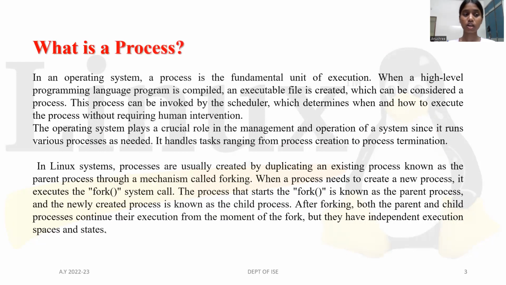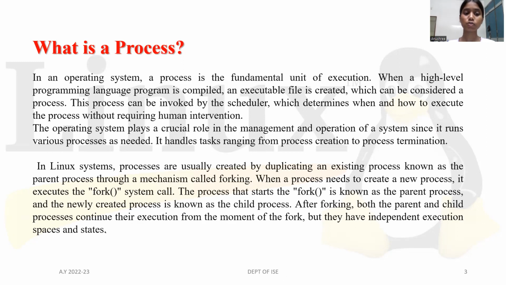What is a process? In an operating system, a process is a fundamental unit of execution. When a high-level programming language is compiled, an executable file is created, which can be considered as a process. This process can be invoked by the scheduler, which determines when and how to execute the process without requiring human intervention. The operating system plays a crucial role in the management and operation of a system since it runs various processes as needed. It handles tasks ranging from process creation to process termination.